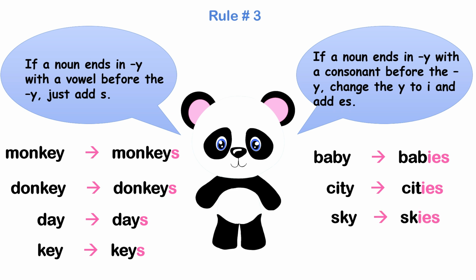Sky becomes skies. K is a consonant. Therefore, we change the Y to I and add ES. And finally, copy becomes copies because the P is a consonant, so we change the Y to I and add ES.